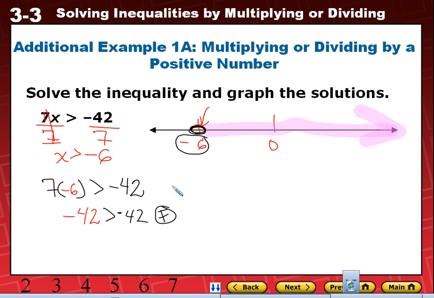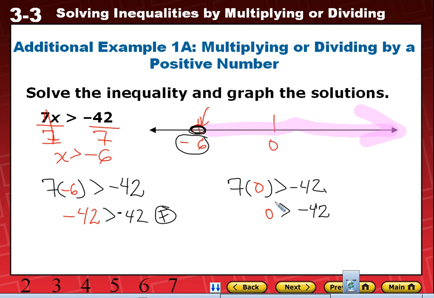It doesn't work. But what if I substitute any other number that's on this side? Let's see if it works. I'm going to rewrite that: 7, open parentheses, greater than negative 42. And a number anywhere over here. As a matter of fact, I'll use 0. What is 7 times 0? 0. I bring everything else down, greater than negative 42. So let's see.